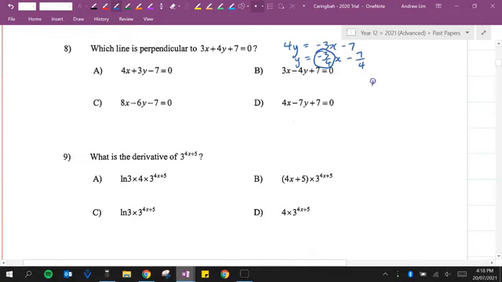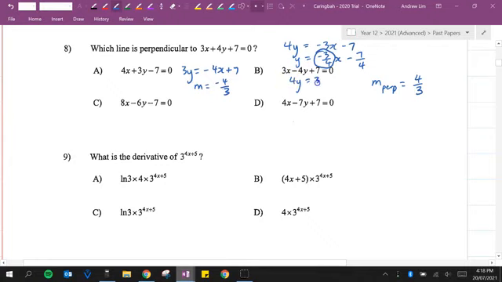So the gradient of the line that's perpendicular to this, I'll just write perp for perpendicular, is the negative reciprocal. So I'm going to flip it, and change the sign from negative to positive. Now I'm going to check each of these to see what the gradients are. So 3y is equal to negative 4x plus 7. So the gradient is just going to be negative 4 on 3. It needs to be positive.